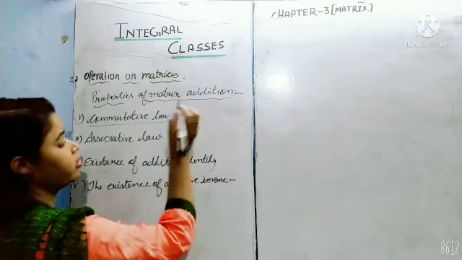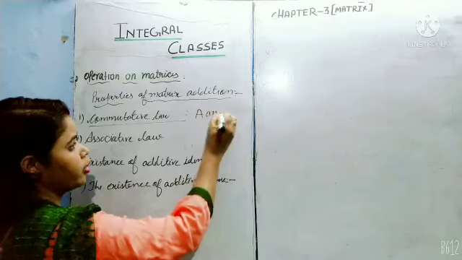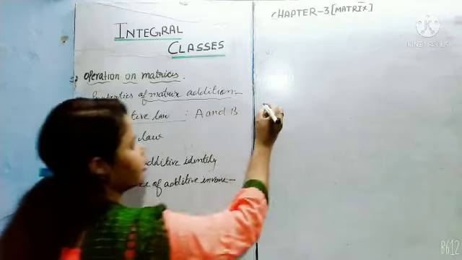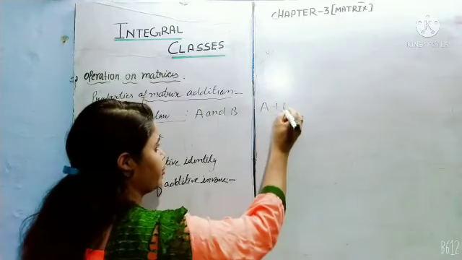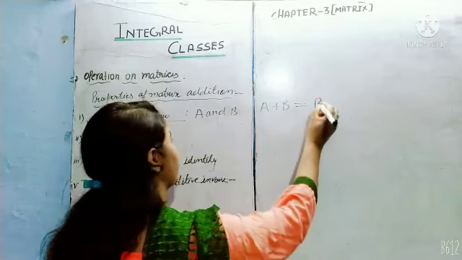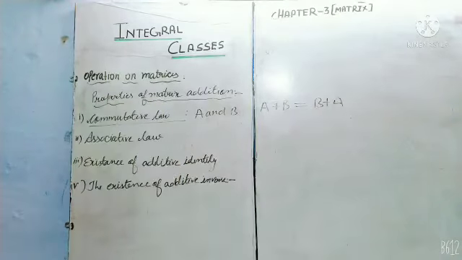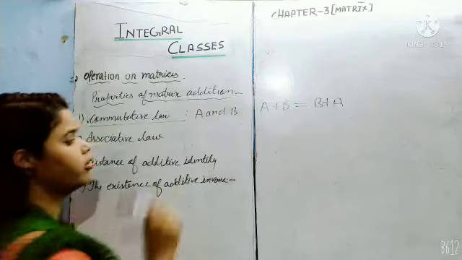As we know, we will consider here two matrices A and B. If we add A plus B, we get the same result as if we add B plus A. So this law is called the commutative law.